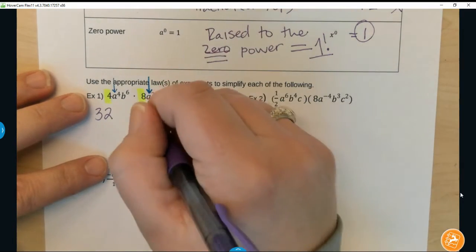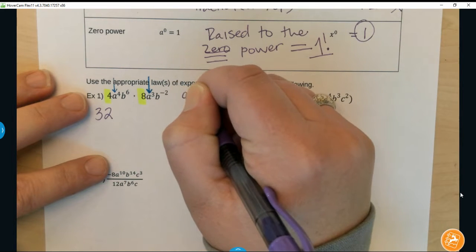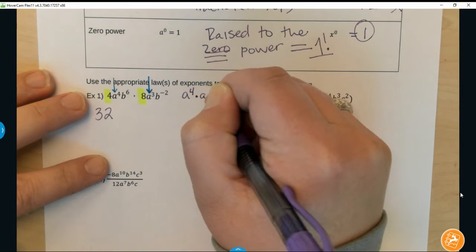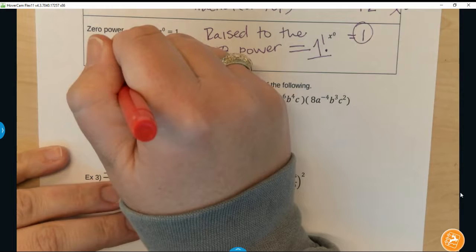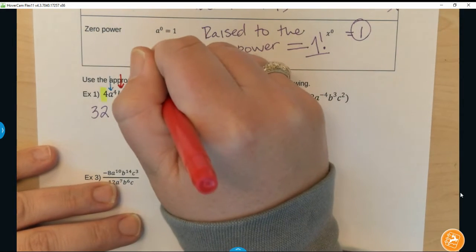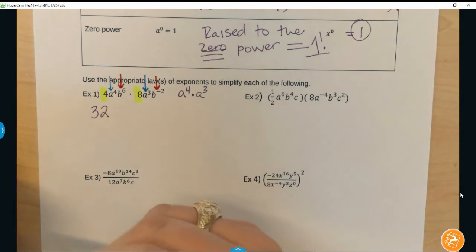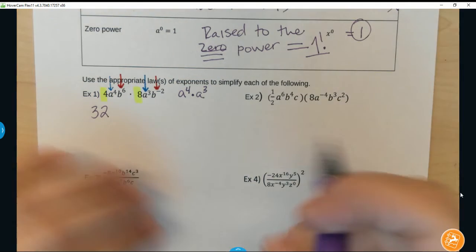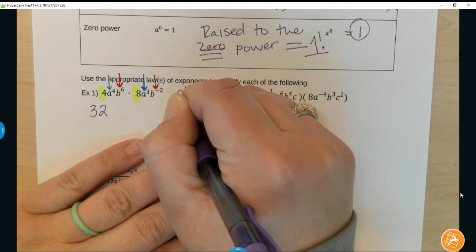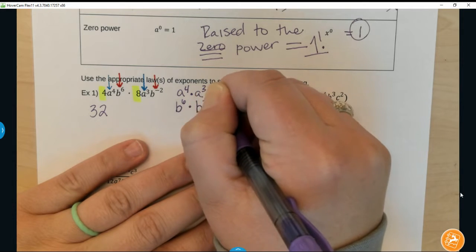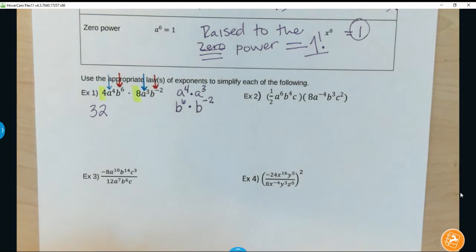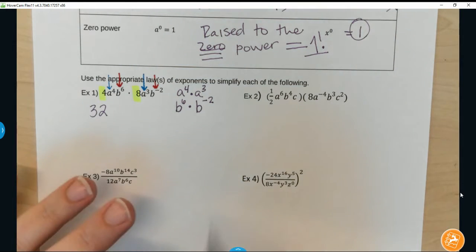A to the 4th power times a to the 3rd power. You also have b to the 6th power times b to the negative 2nd power. You're going to have to add those together.